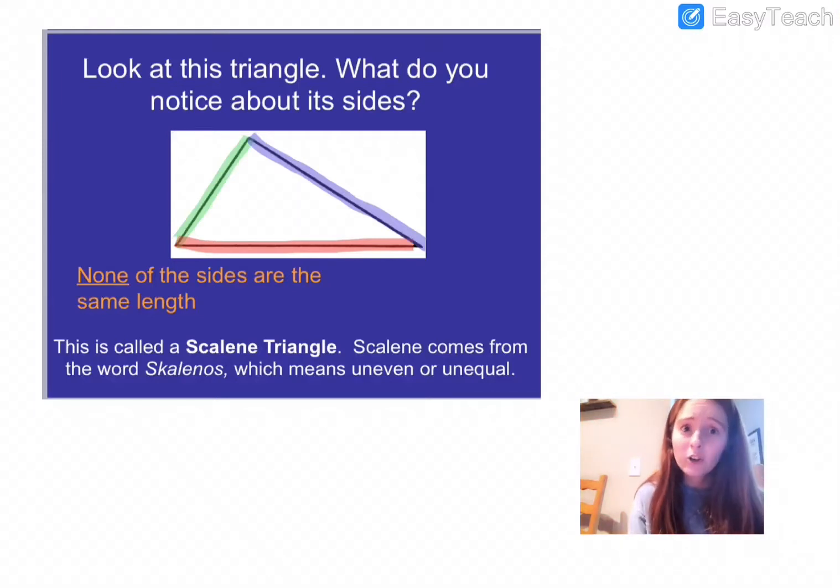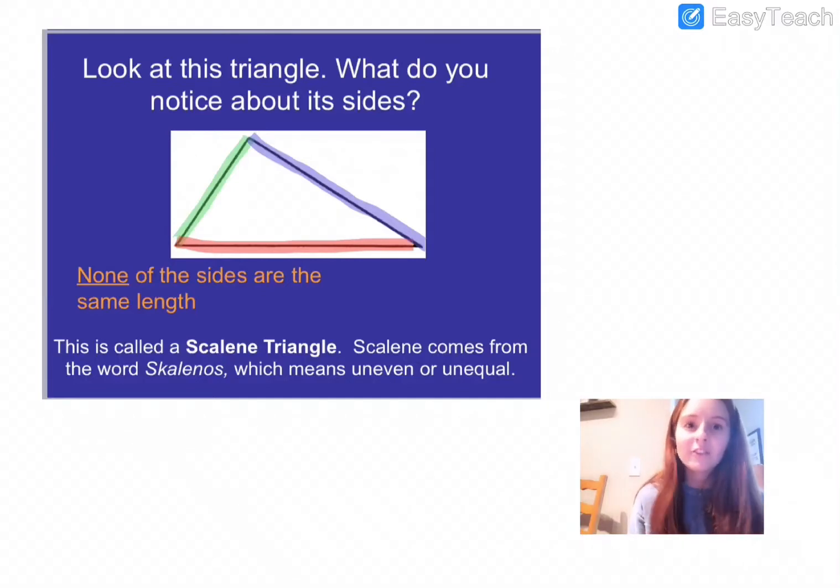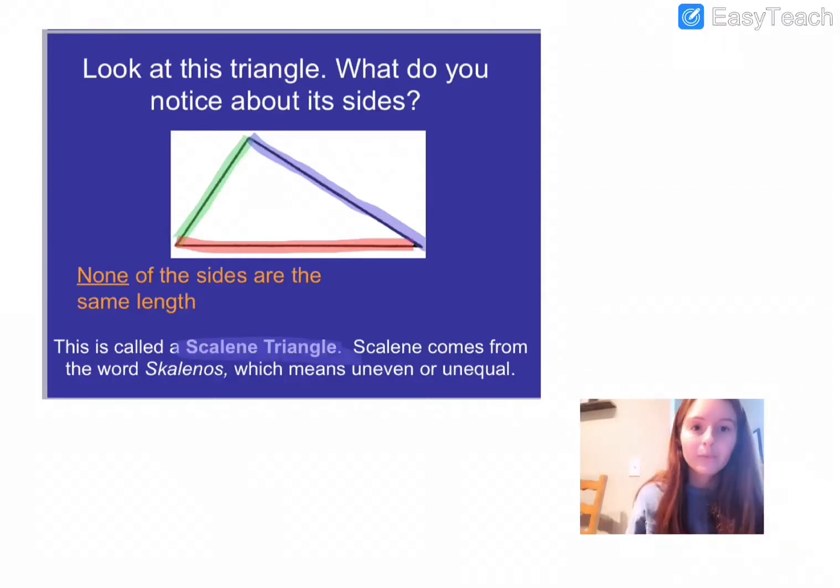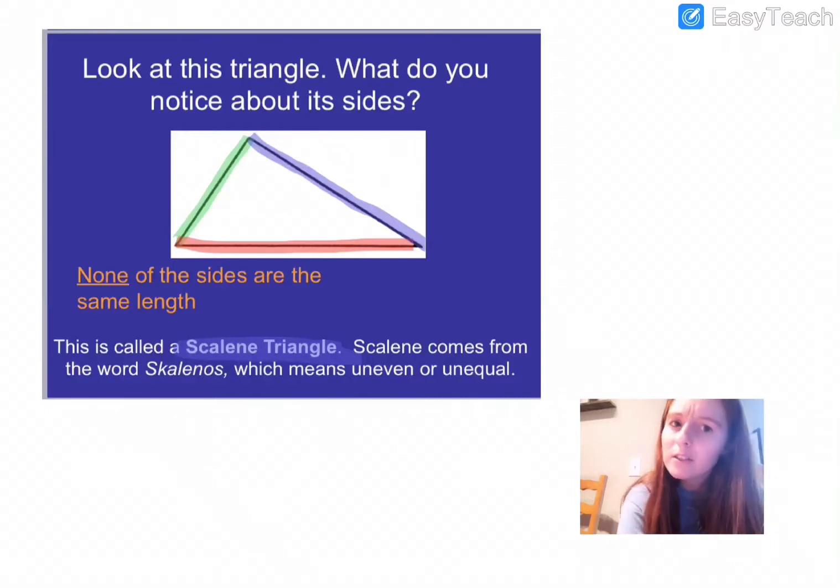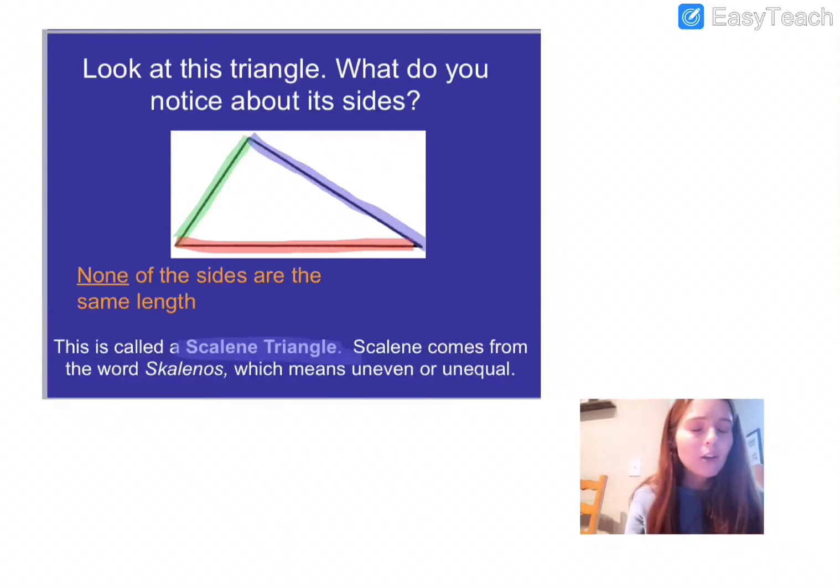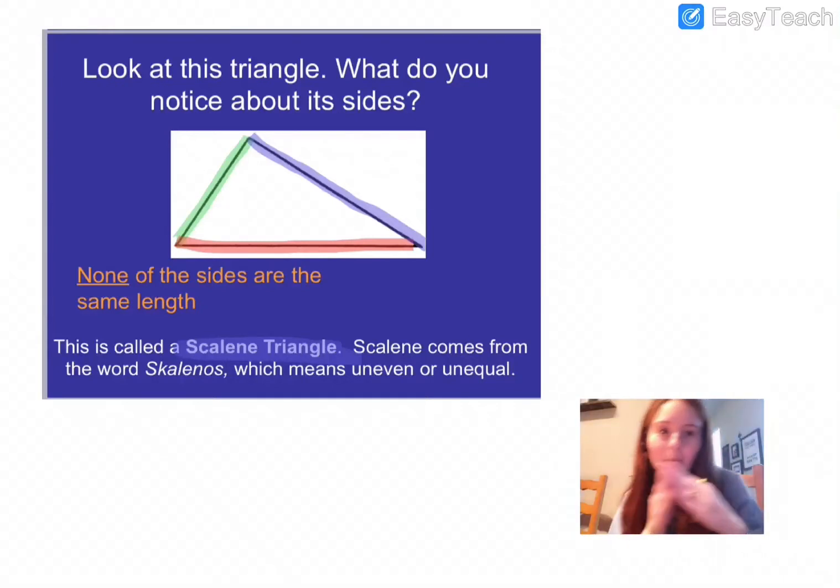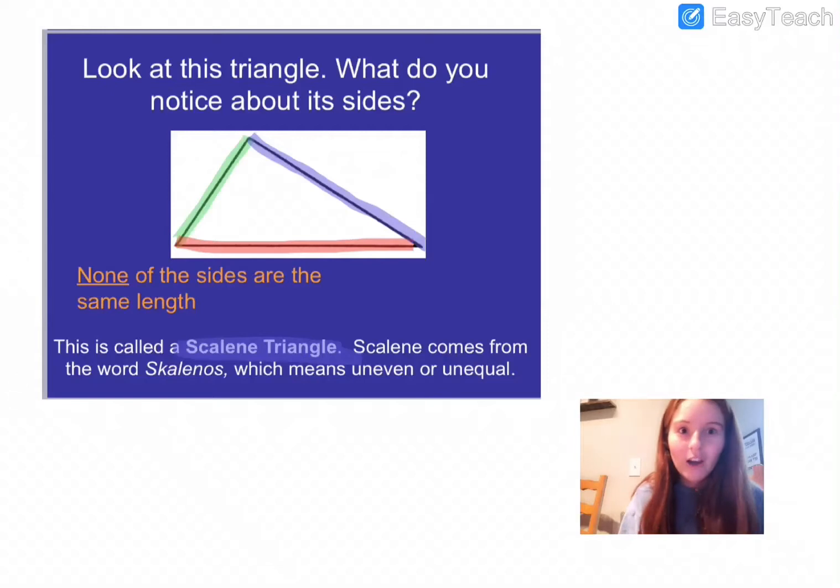Basically, a scalene triangle is a triangle that has sides that have none of them with the same length. They're all different lengths. That's what's called a scalene triangle. And it gives you a word right there too. It comes from the word skelenos, which means uneven or equal. Also, when you say scalene, it looks to me like the triangle is leaning. It looks like it's unbalanced, so scalene has unequal sides. They're all very different.